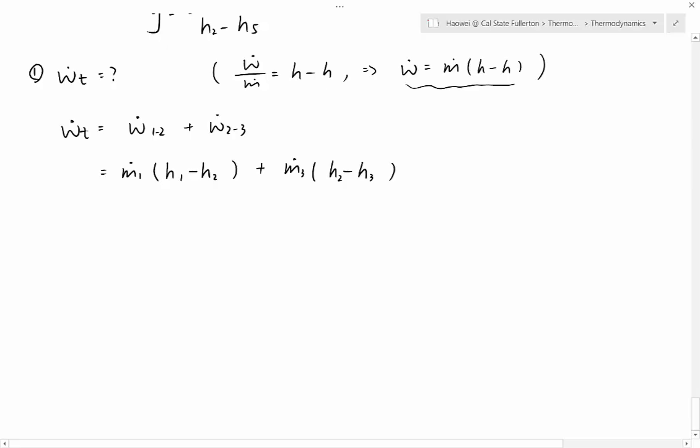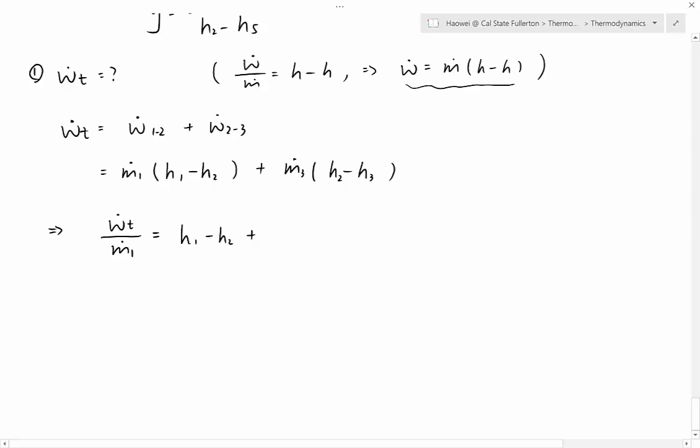And then usually we prefer to write this equation into such a format: W dot turbine over m dot 1, which is total mass flow rate. So we divide every term by m dot 1. Right hand side becomes h1 minus h2 plus m dot 3 over m dot 1.